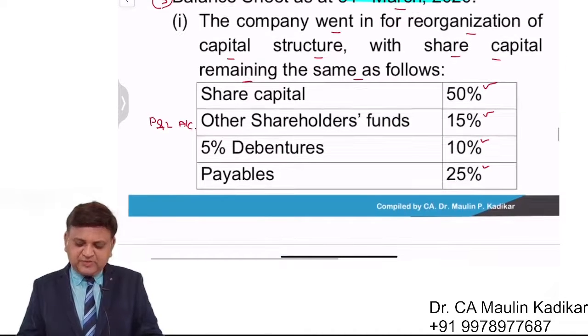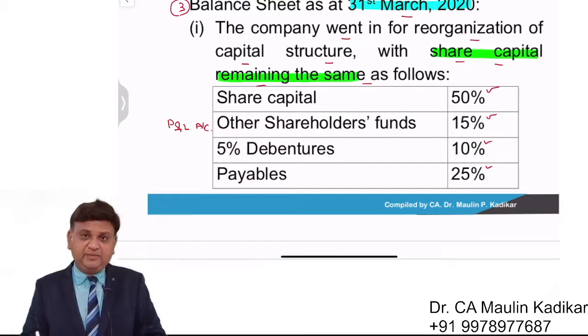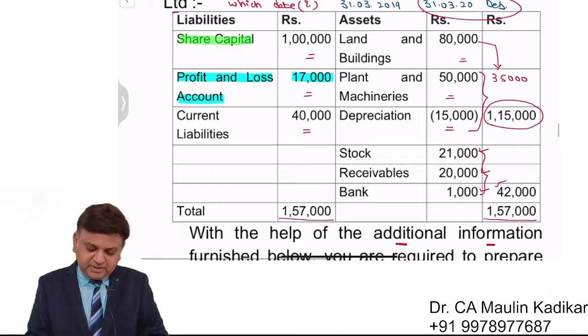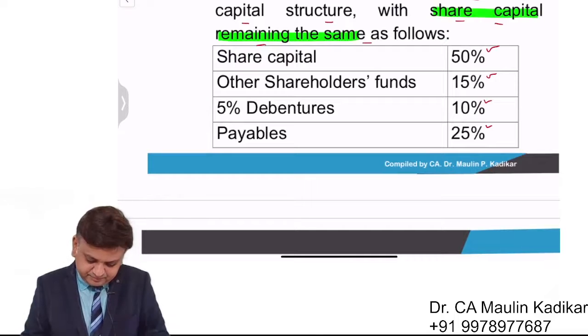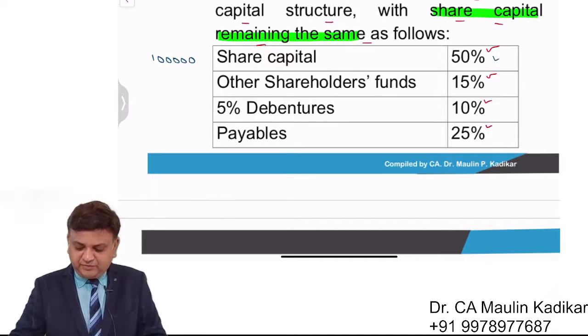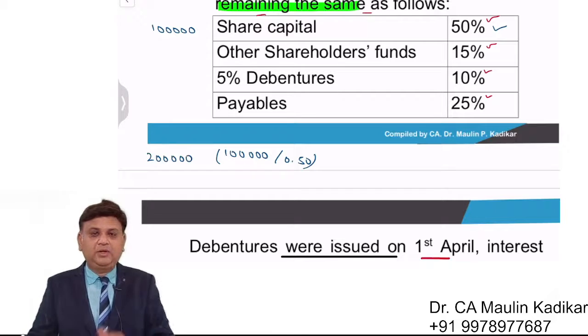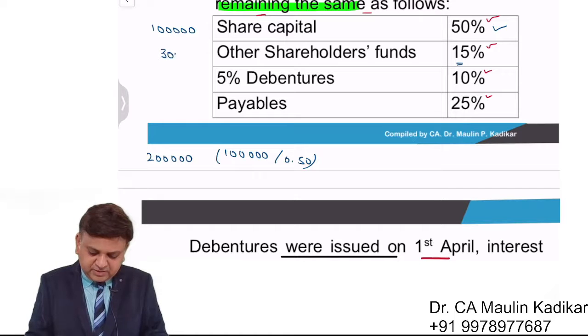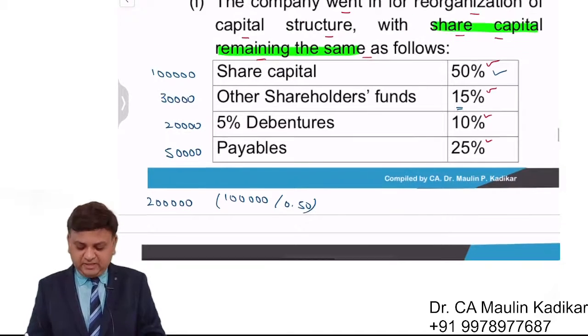Friends, over here, the language of the question is very clear. The company went in for the reorganization of the capital structure with the share capital remaining the same. You can see that the opening equity share capital is given to us in the question, an amount of 1 lakh, and so the closing equity share capital would once again be 1 lakh. This 1 lakh is representing 50%. So the total would be how much? 1 lakh divided by 0.5 comes to 2 lakhs. 2 lakhs into 15%, closing P&L balance 30,000. 2 lakh into 10%, debentures 20,000. 2 lakh into 25% comes to 50,000. So this is the liability side of the balance sheet at the end of the year.